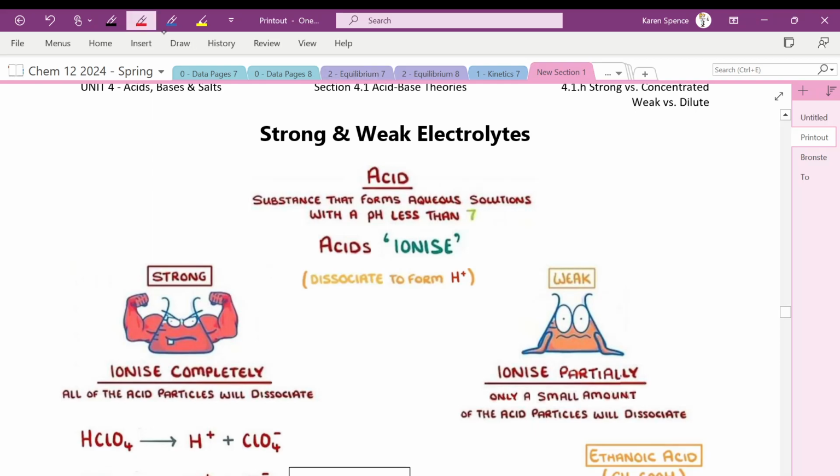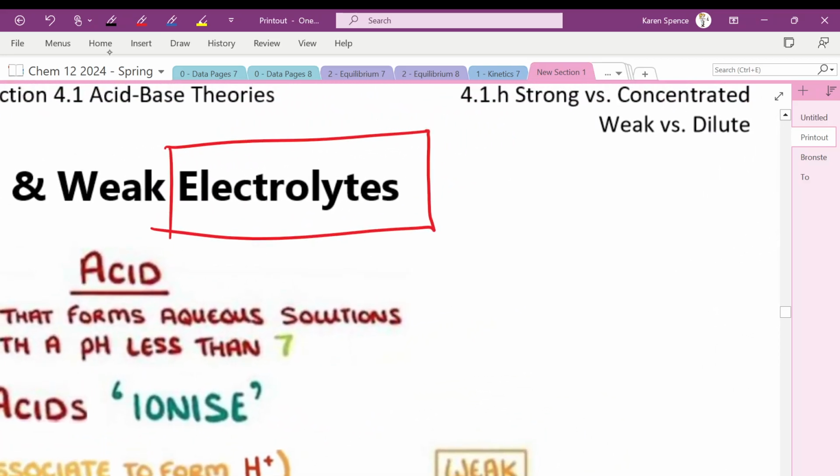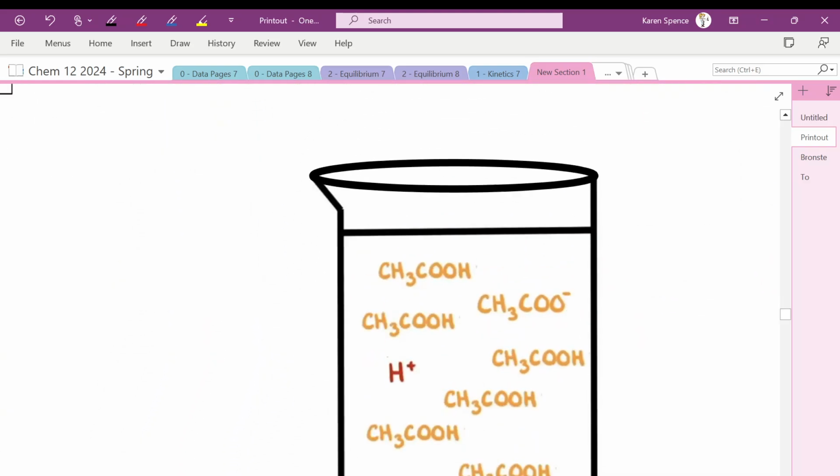Please define for your partner what an electrolyte is. This is our next page now. So this is page 55.